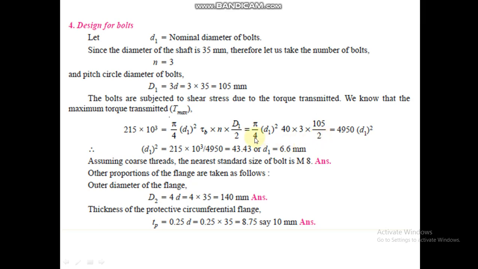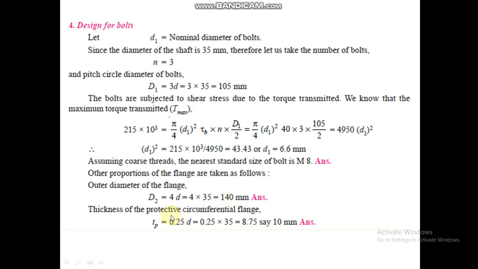So from here we will calculate the diameter of the bolts, that is d1, and d1 will be 6.6 mm, and assuming coarse thread, the nearest standard size of the bolt is M8. So M8 is your final answer for the diameter of the bolt. Other proportions of the flange, like the outer diameter of the flange D2, can be taken as 4d, and 4 into 35 is 140 mm.